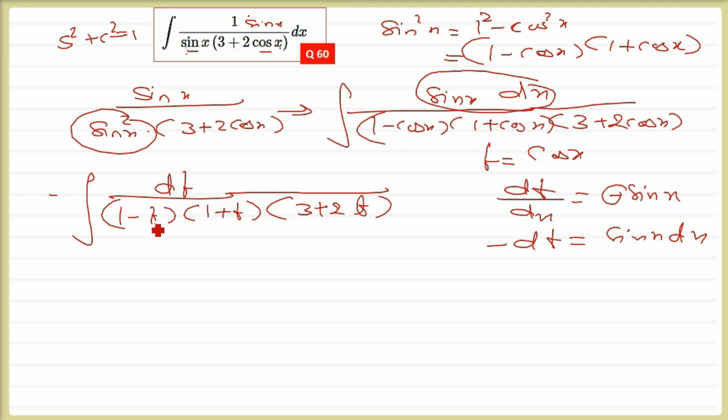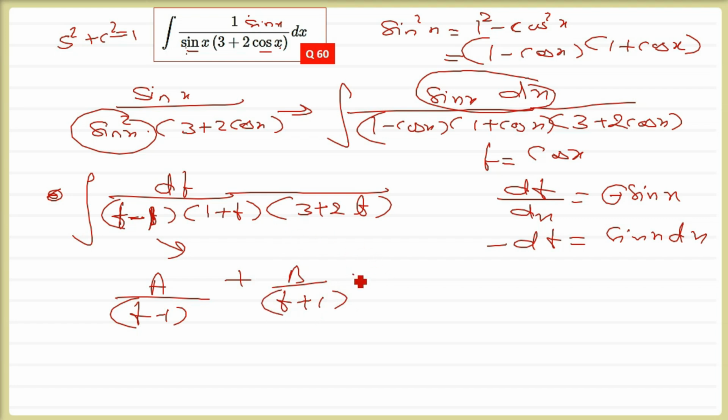Now you can remove this negative in front by just taking t minus 1 in place of 1 minus t. Because when you take t minus 1, negative will come out. Negative was already outside, that will get cancelled. And when you take the partial fraction, it will be a divided by t minus 1, b divided by t plus 1, and then c divided by 3 plus 2t. ABC you can compute easily. So I'll tell you what the ABC is going to come. A will be 1 by 10, b will come as negative 1 by 2, and c will be equal to 4 by 5.